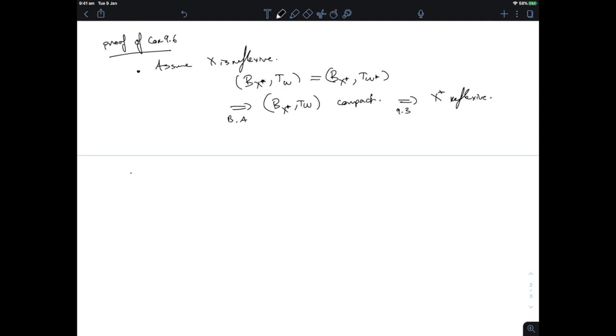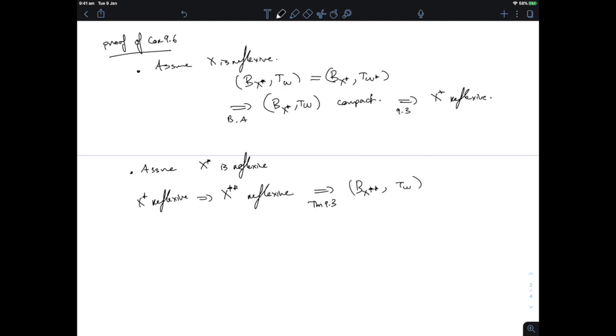Now in the other direction, let us assume that X star is reflexive. So if X star is reflexive, then by the first step of the proof, I have that X double star is reflexive. So X star reflexive implies X double star reflexive. And by the theorem, I have that this implies that the unit ball of X double star with its weak topology is compact.